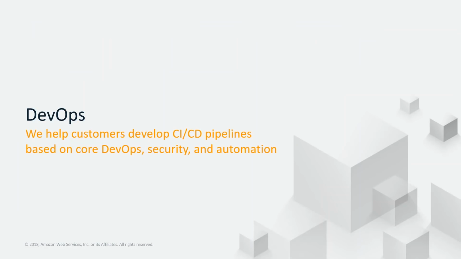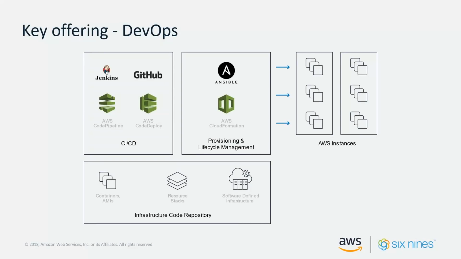Focusing on DevOps, we help customers develop their pipelines based on core DevOps, security, and automation. And if we don't say it enough, everything we do and focus on when it comes to AWS and Microsoft is built on automation. We feel that automation not only provides more agility, but also lower risk and a higher security posture, and it helps reduce costs and gives an overall good experience for the workload running in AWS.